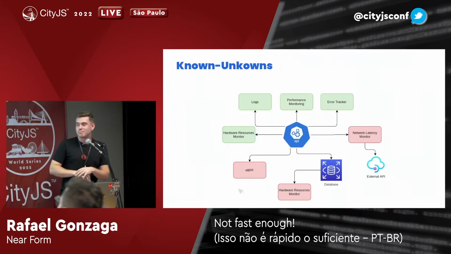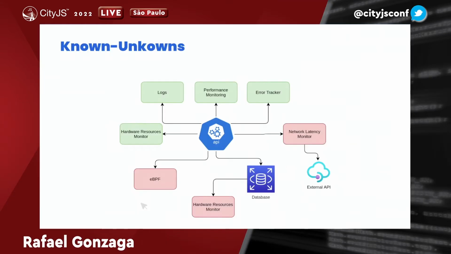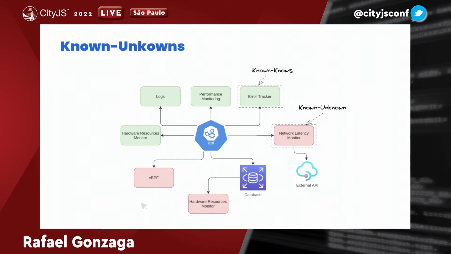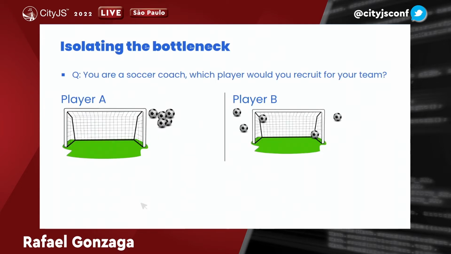Okay, so in a graph, for instance, you have this architecture mapped. You have in green the things that you know, and you know the average. And in red, you have the things that you don't know, but you know that you should be checking. So for instance, this is known knowns, and this is known unknowns, okay? Next one, isolating the bottleneck.